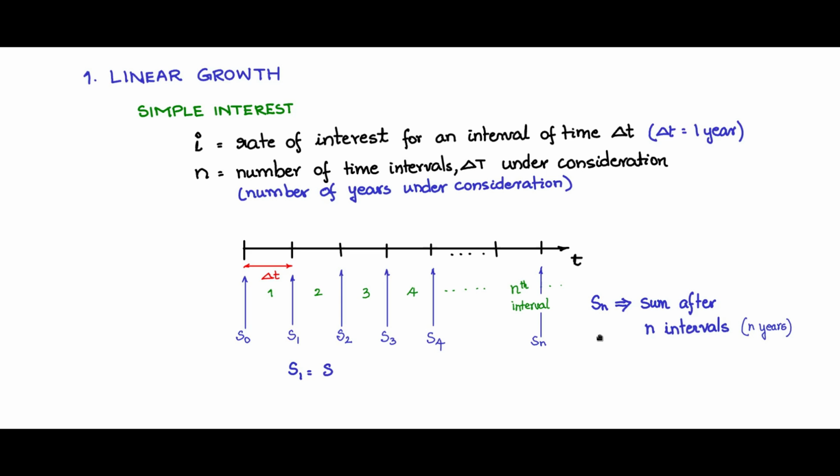Now S1 is given by the linear relationship S0 plus S0 into I, where I is the rate of interest for the interval. So if delta t is the interval and this is just one interval, S0 plus S0 into I, which is S0 into 1 plus I. Now S2 is S0 plus S0 into 2 intervals have elapsed, so 2 into I. So that is S0 into 1 plus 2I.